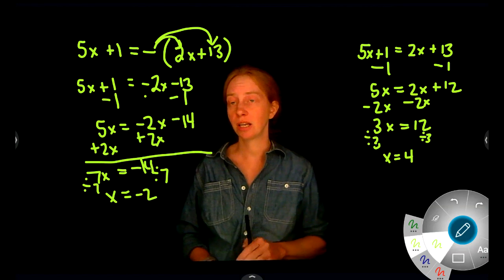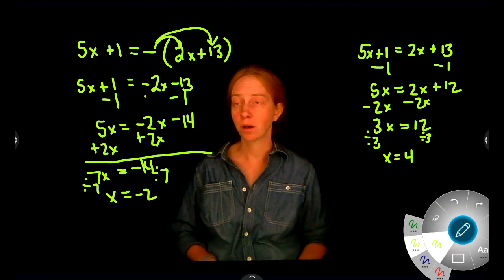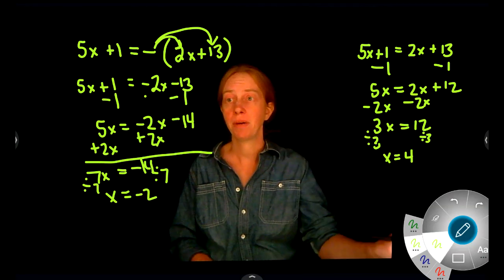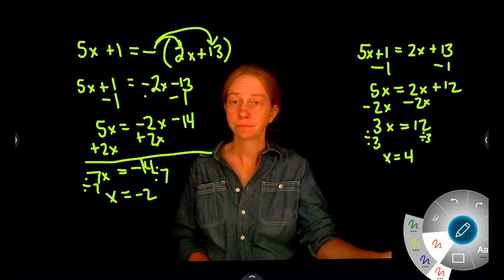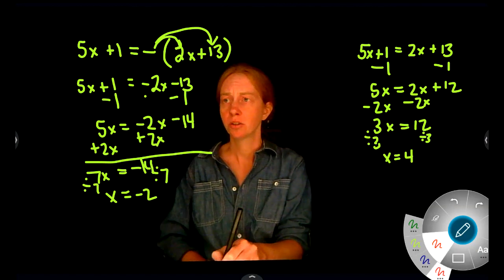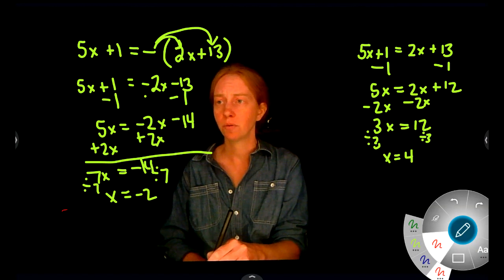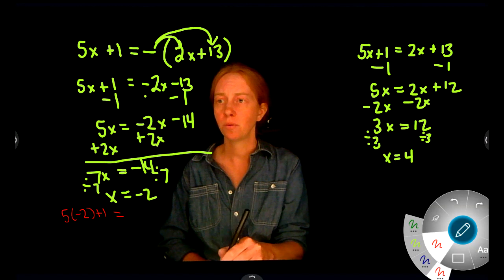It's either x equals negative 2, or it's x equals 4, or maybe it's neither of them, and we're going to check. I'm going to use my red pen to check. So I'm going to plug this negative 2 in. So 5 times negative 2 plus 1 equals negative.